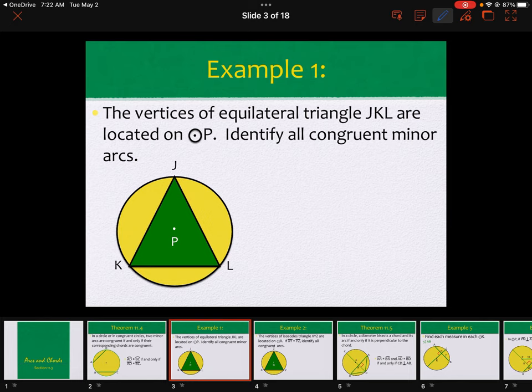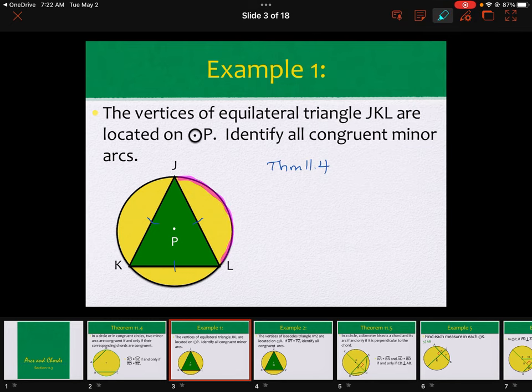Here's your first one. The vertices of an equilateral triangle, we're going to call it JKL, are located on circle P. Identify all congruent minor arcs. So if this is an equilateral triangle, that means these segments are congruent. And from theorem 11.4, if you have congruent chords, then the corresponding arcs are congruent.